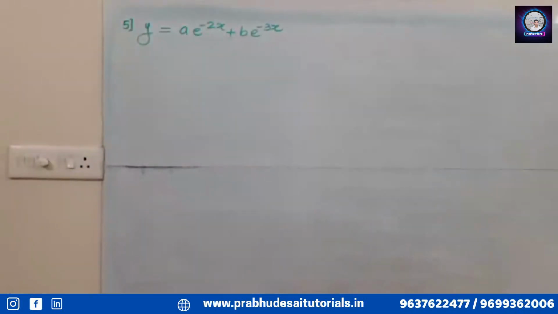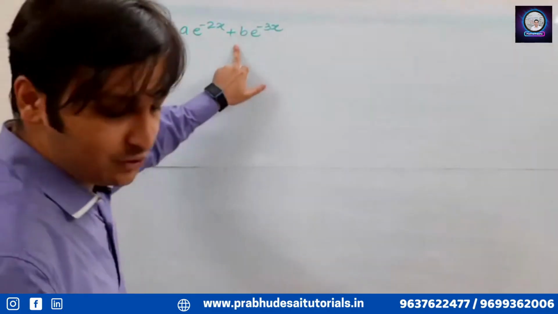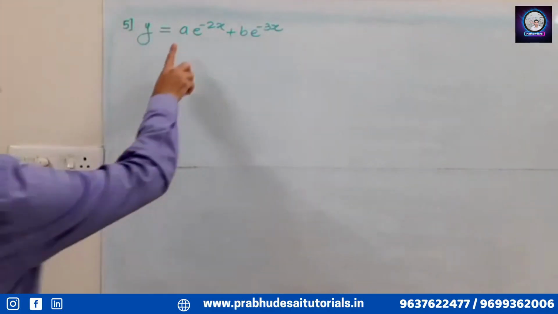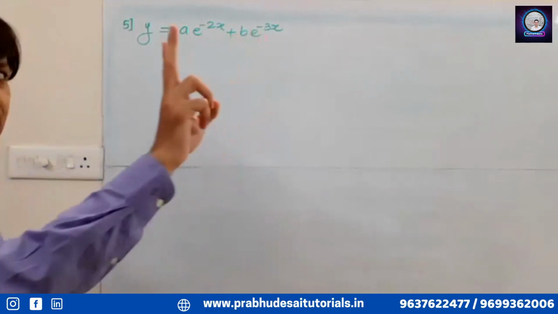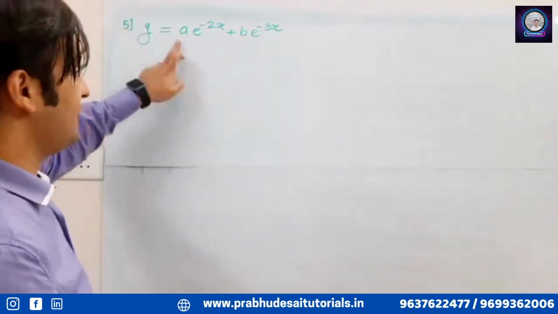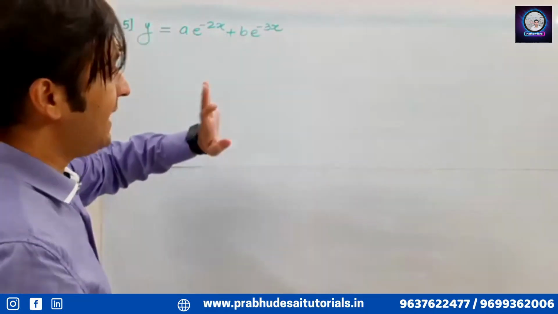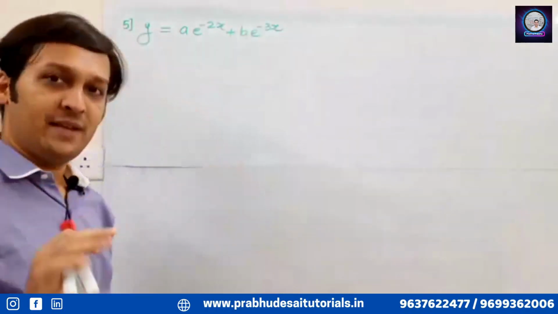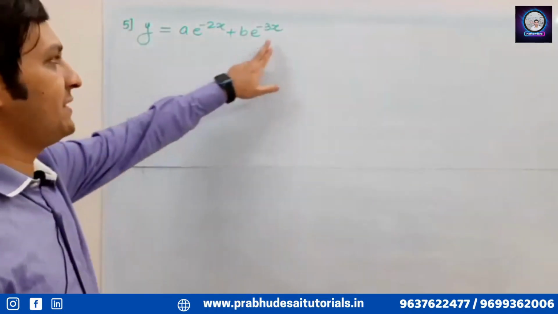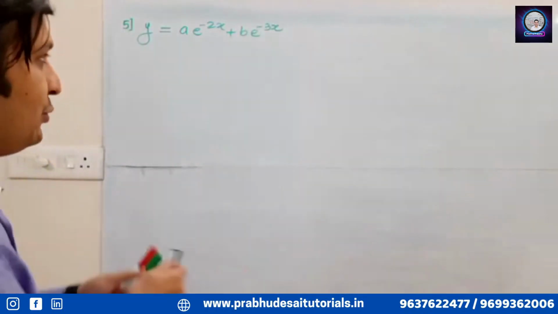So we are going to work on this example now. a e raised to minus 2x plus b e raised to minus 3x. How many constants do you find? 2 constants, so differentiating twice. Order will be 2. Now a direct process is not applicable here, so I am going to do this like this.